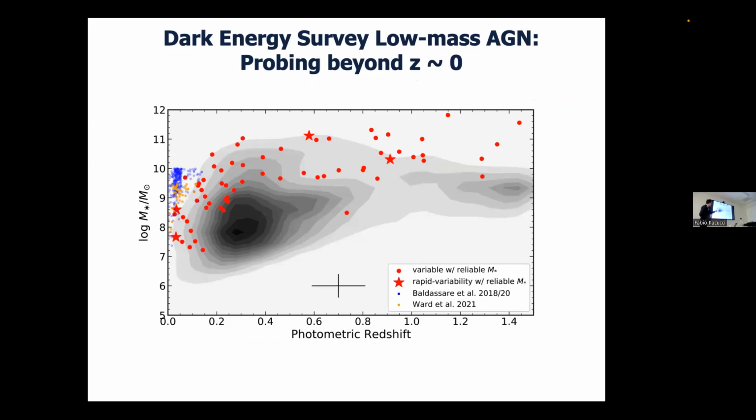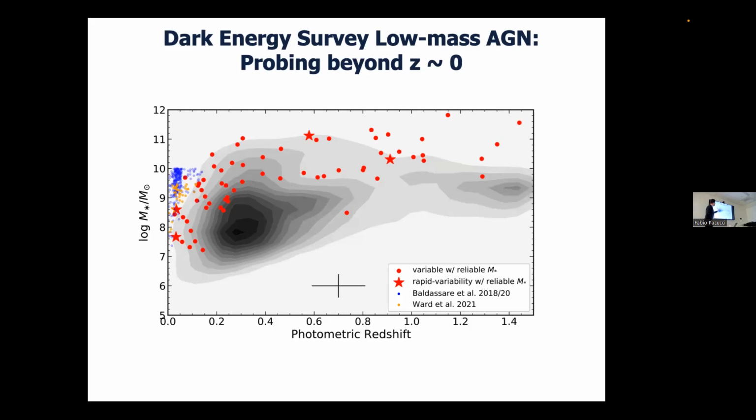So this is the previous work using PTF and SDSS data in blue. And also Charlotte Ward's paper doing similar work with ZTF, the Zwicky Transient Facility. And our results here are shown for Dark Energy Survey deep fields. So this is a different way to attack the problem, I think. We're not necessarily finding more things at lower redshift because the sky area is much smaller.